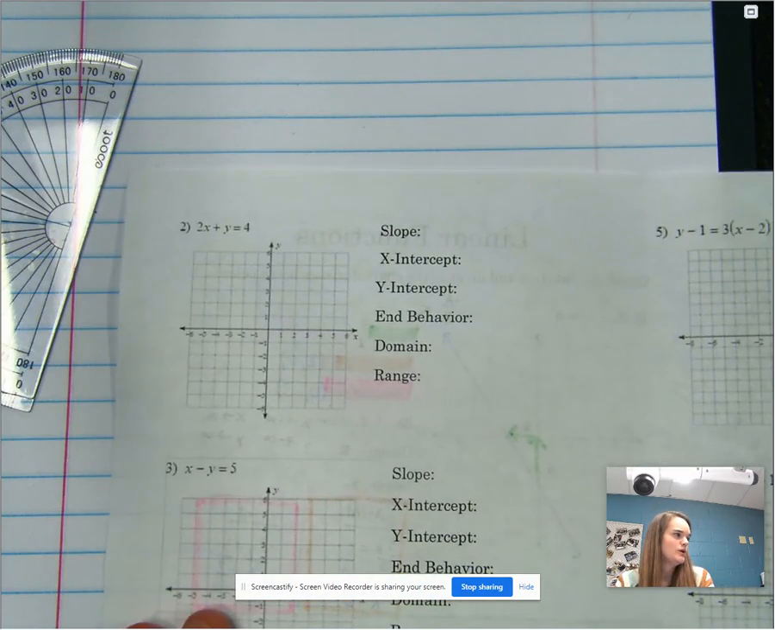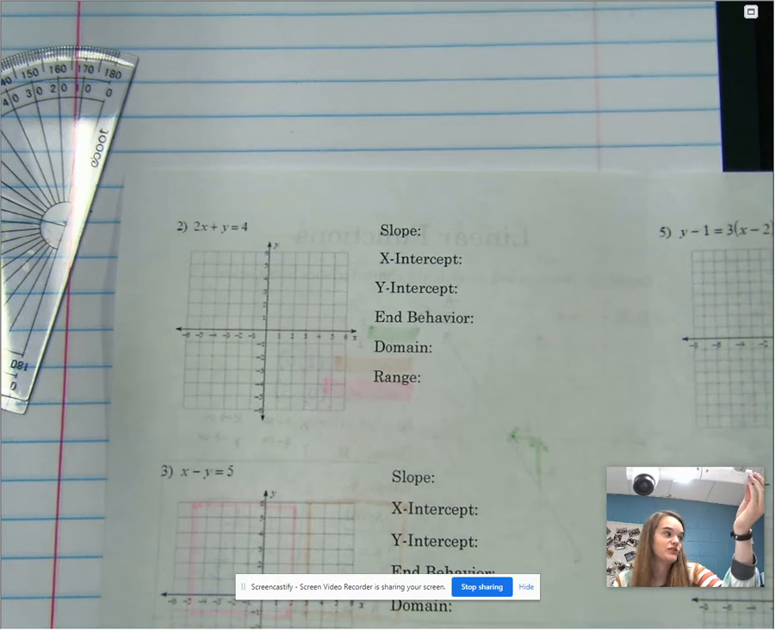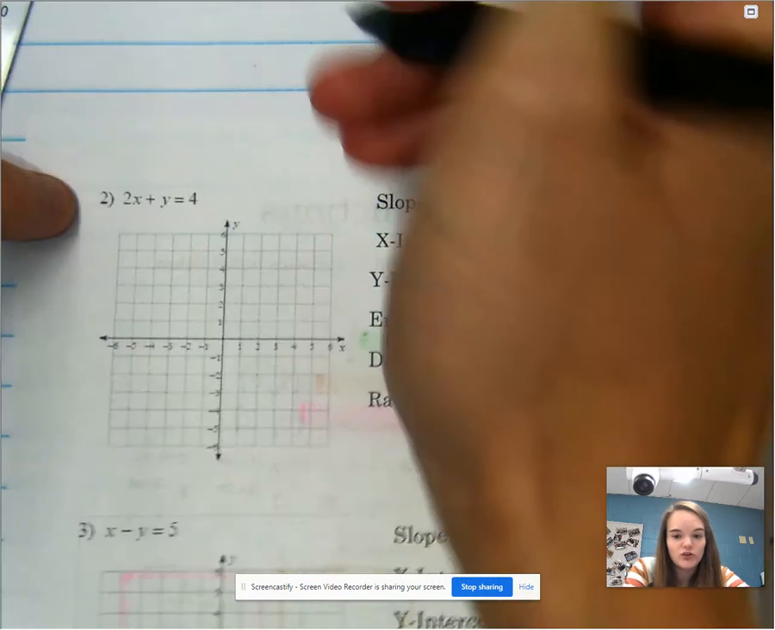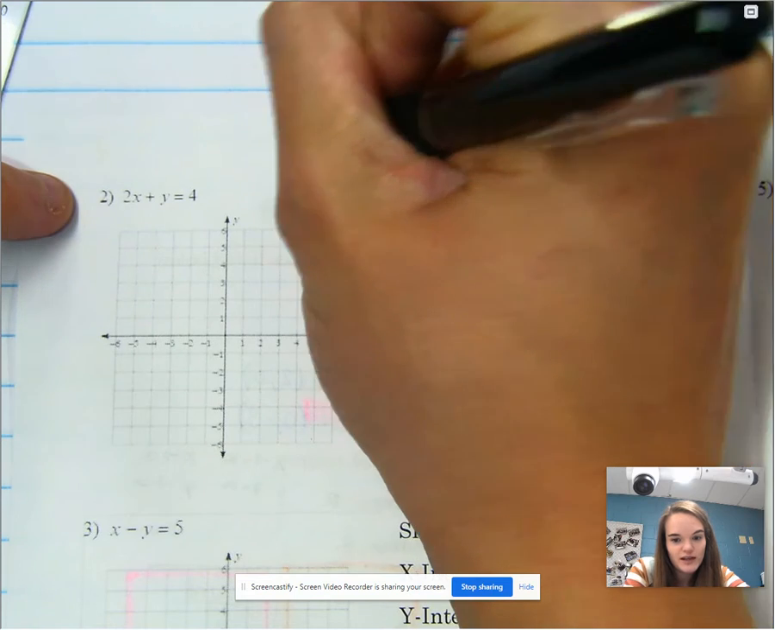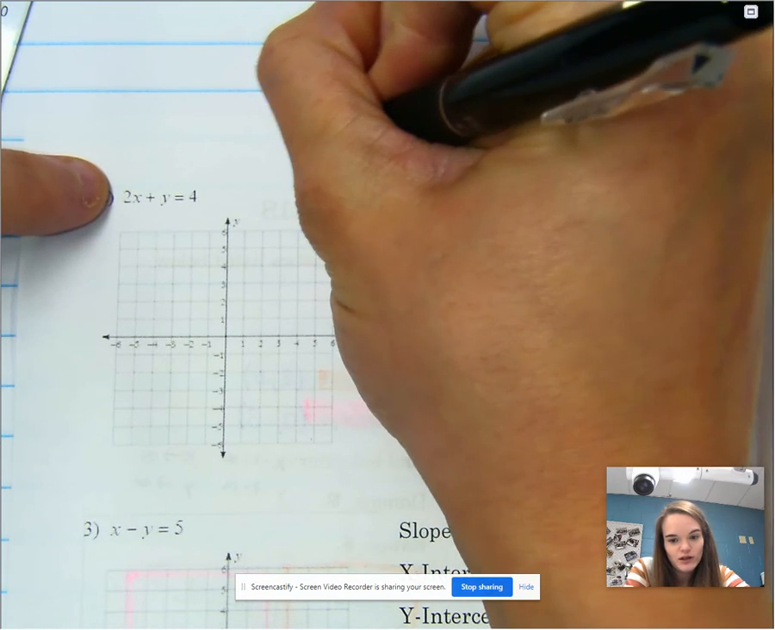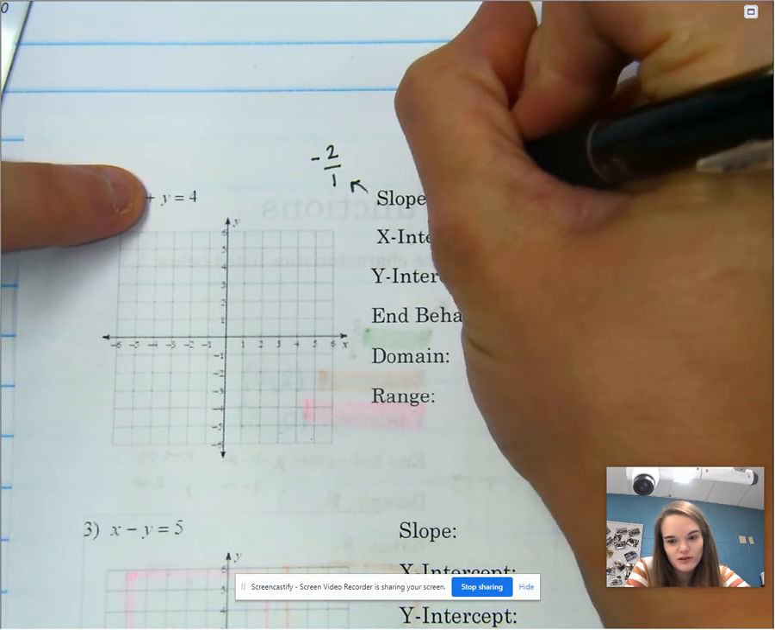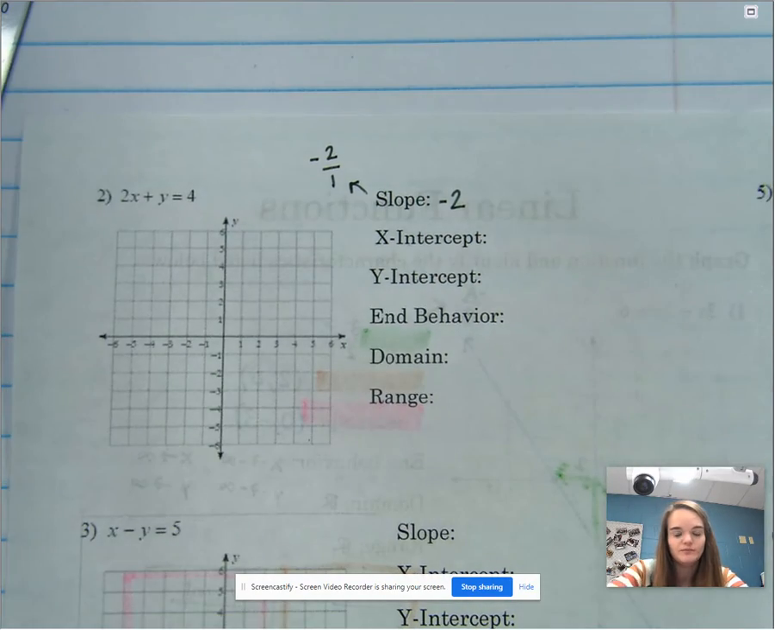Okay. So we're first going to find the slope actually on number 2. Then we'll do the x-intercept, the y-intercept. We'll graph it, make sure our slope's really correct. Then in behavior, domain, and range. So slope, I told you guys we could actually do negative a, so that's 2, divided by b, 1. So that's negative 2. So we'll check and see.